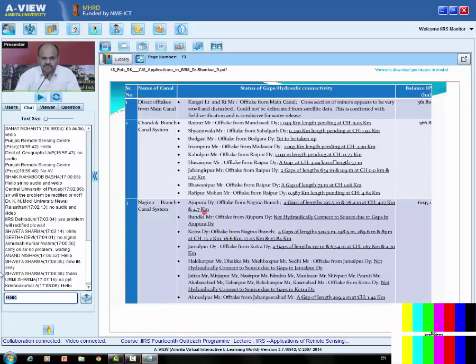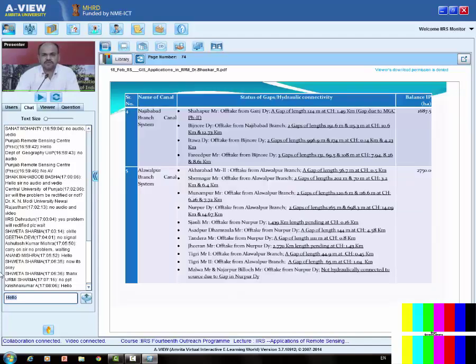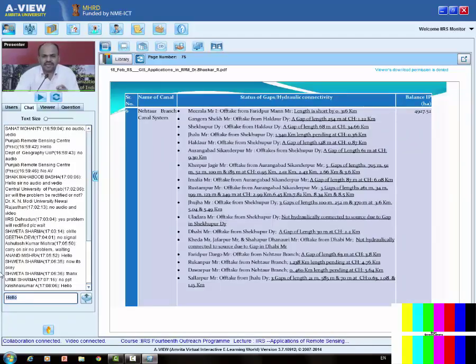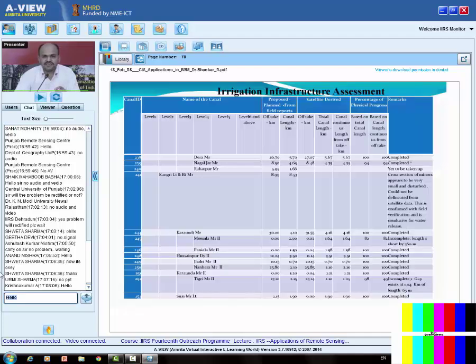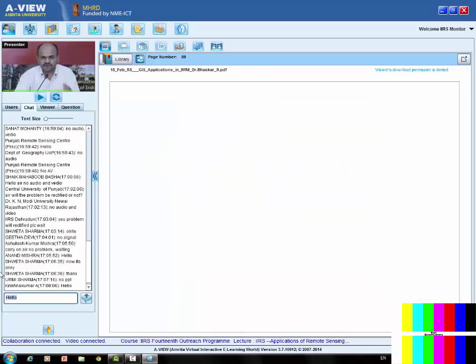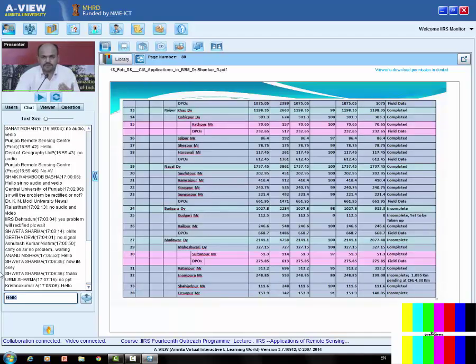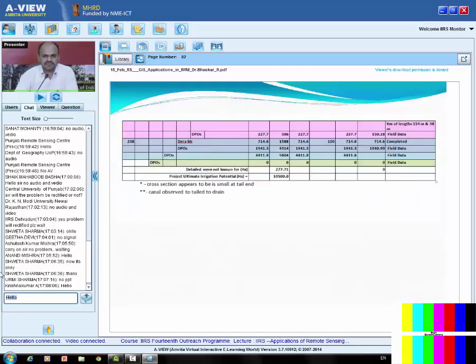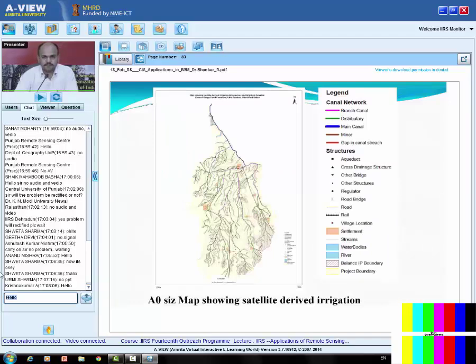Now if I have to see, in a particular minor, which one is the critical gap, how many gaps are there and how much length of gaps are there, so as to know how much money I have to give to construct these gaps and achieve the entire IP. This kind of information is always helpful, which we have derived using remote sensing and GIS. So this is a table which we have prepared for all the canals in this Eastern Ganga project. I'll skip to the final table here.